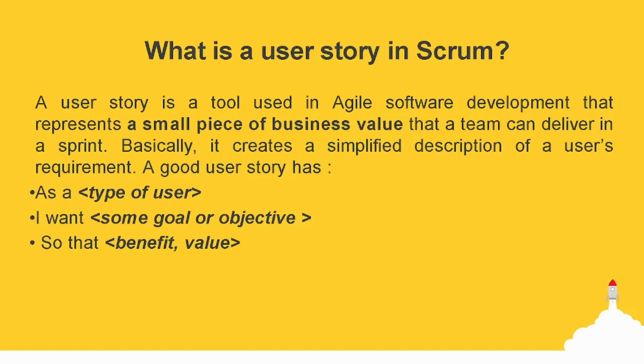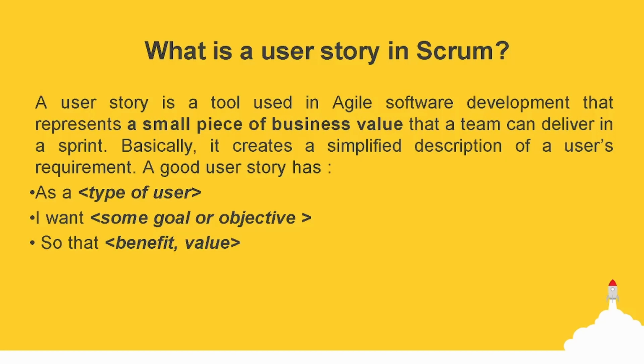What is a user story in Scrum? A user story is a tool used in Agile software development that represents a small piece of business value that a team can deliver in a sprint. Basically, it creates a simplified description of a user's requirement.